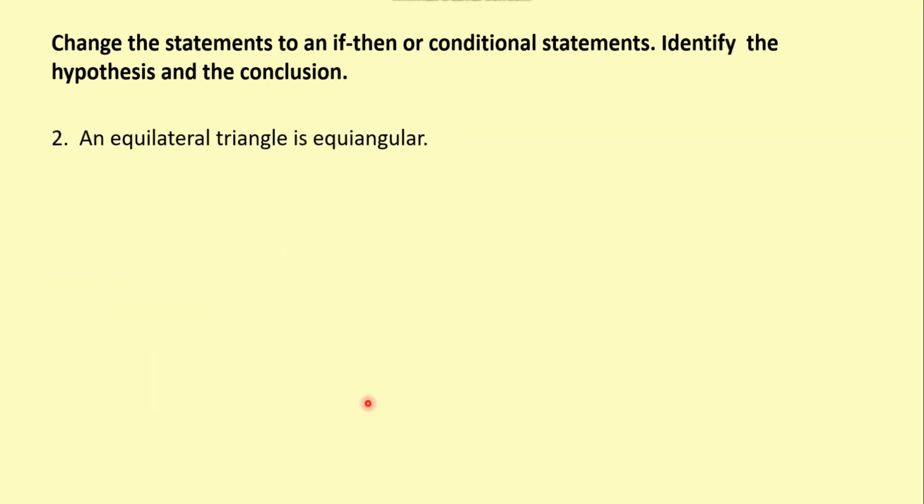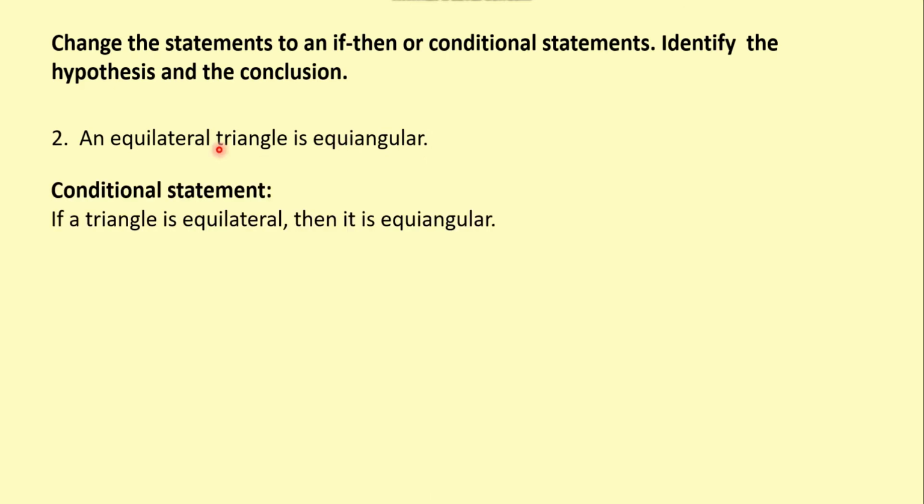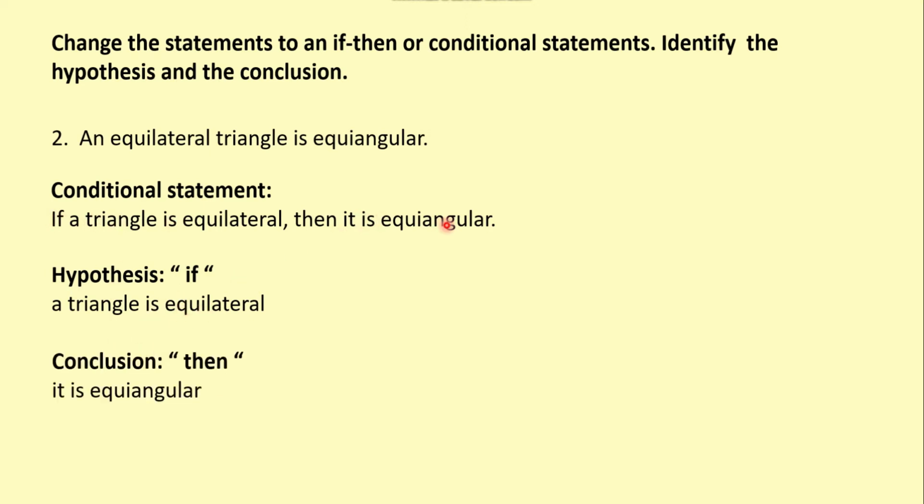Now, for number 2, so, identify ulit natin yung condition dito. So, yung condition natin dito is, yung triangle, kailangan niya maging equilateral para maging equiangular siya. Okay? So, an equilateral triangle is equiangular. So, therefore, yung condition natin dito is, if a triangle is equilateral, then, yung conclusion natin is equiangular. So, therefore, yung hypothesis natin is itong may if a triangle is equilateral, then yung conclusion natin is itong may then. It is equiangular.